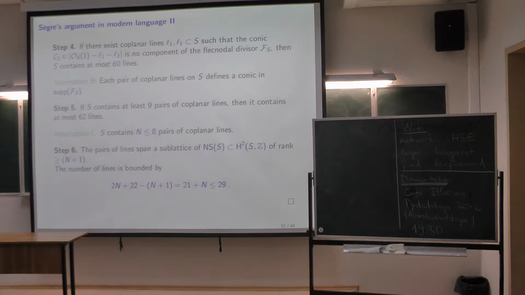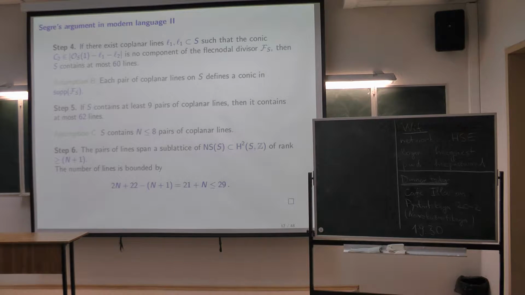So the pairs of lines that meet spend something of rank at least n plus 1. So I have 2n lines for which I pay in the Néron-Severi lattice with n plus 1, and the other lines are disjoint. They just give me minus 1s on the diagonal. So if I forget about characteristic, it's 22 minus n plus 1. This is the only possibility for the remaining lines, and this gives me a bound of 20. Okay? It's a beautiful argument.